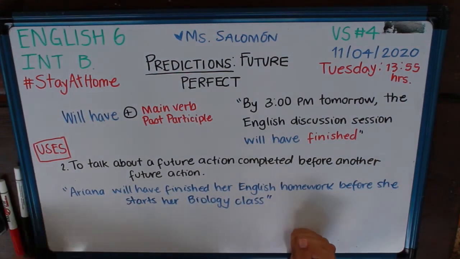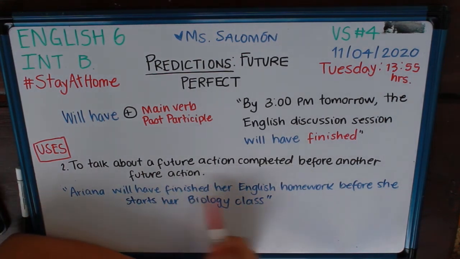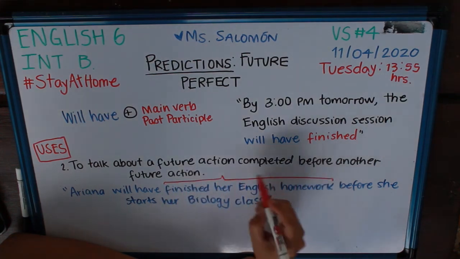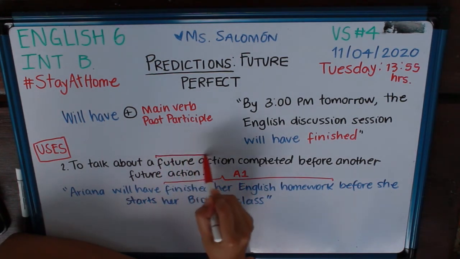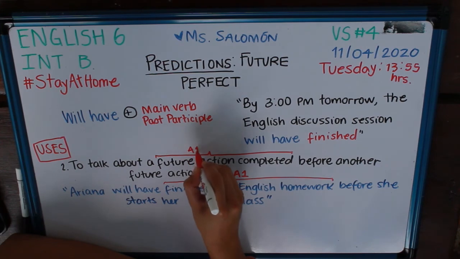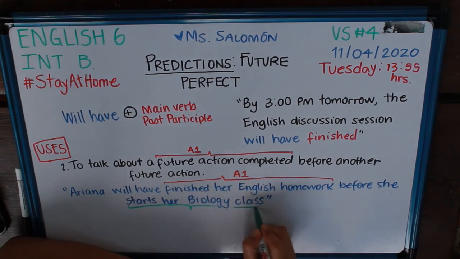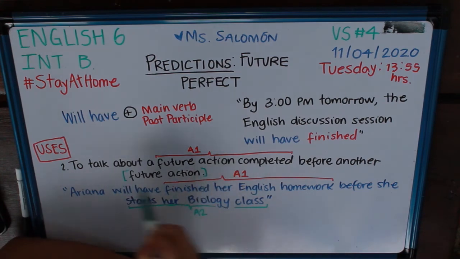Before we move on to the timeline, let's identify two main actions in this sentence. We know because of the verb that the first action is this one: the fact that Ariana will have finished her English homework. So this right here, we could identify it as action 1, the action that will be completed, a future completed action. And this right here, we know this is another action because of the verb. So I will identify this second action as A2. So we use it to talk about a future action completed before another future action. So this right here is A2, our second action.